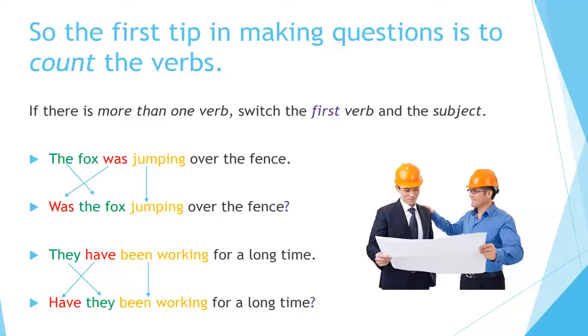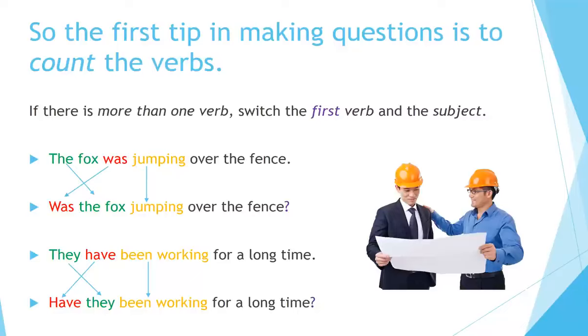So the first tip in making questions is to count the verbs. If there is more than one verb, switch the first verb and the subject. For example, the fox was jumping over the fence. How many verbs do we have here? Was jumping. We have two verbs. So we're just going to switch the first verb and the subject. Leave the second verb in the place that it's in. Was the fox jumping over the fence?